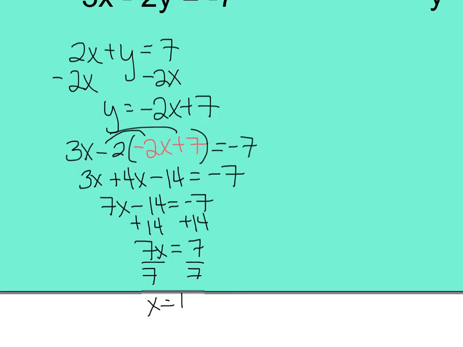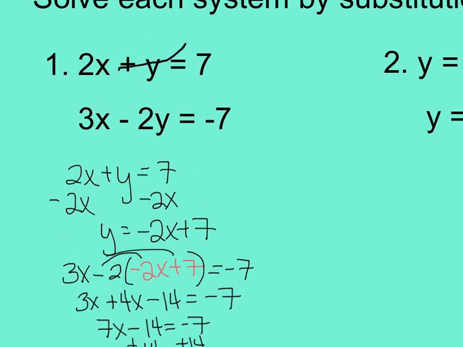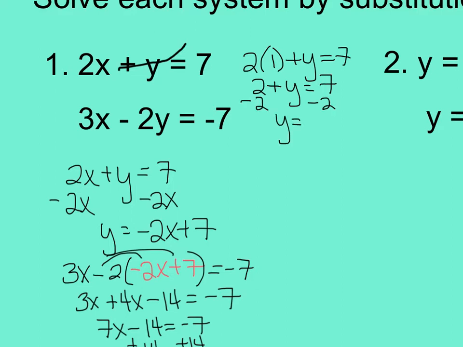So I'm going to go back to one of the original equations. I'm going to go back to the top one. And it's going to be 2 times x, which is 1, plus y equals 7. Well, we know 2 times 1 is, of course, 2. Subtract 2 on both sides. So y is 5. So the ordered pair for this one would be 1 for the x and 5 for y. Make sure you're marking your answer correct with the star or check mark and fixing it if it's wrong.